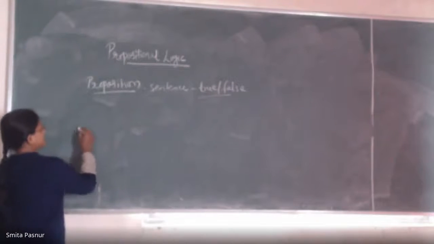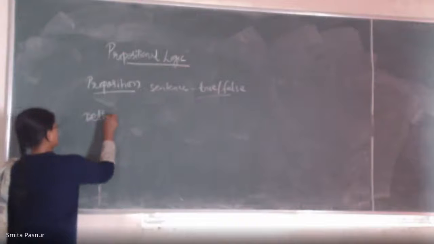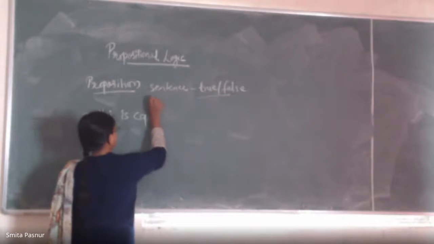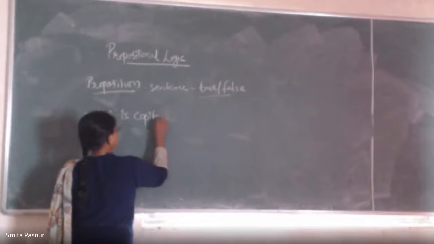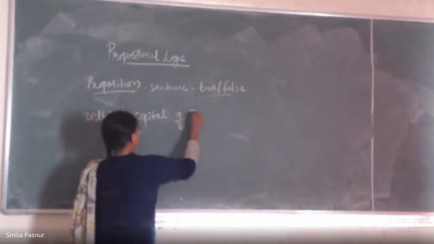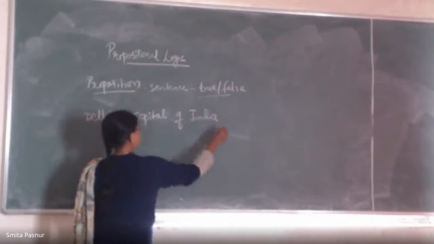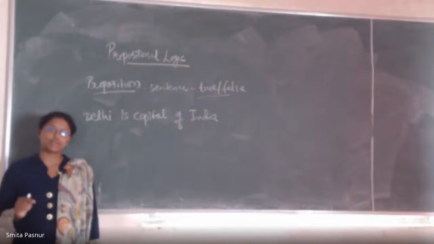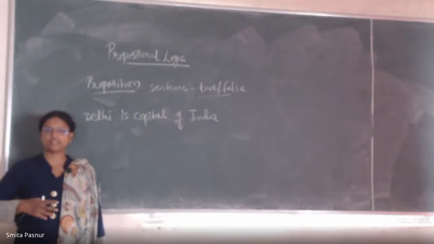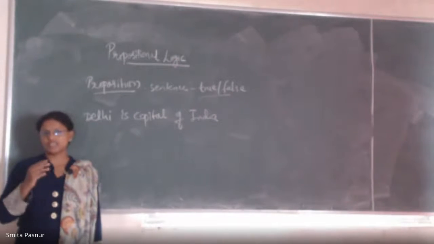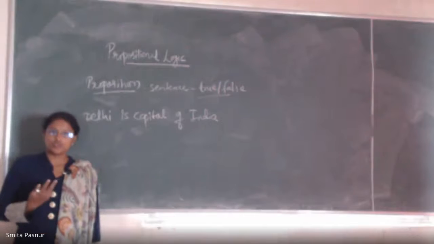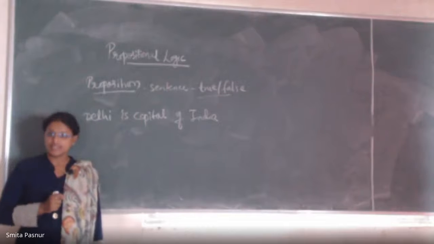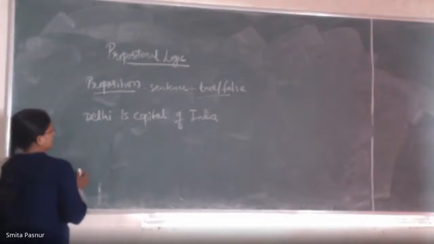Suppose I am writing like this: Delhi is capital of India. By reading this statement, what will you say? You say correct, or yes, or true. So Delhi is capital of India, it is true. Only one value can be predicted, either true or false, for a given statement. Is that clear?